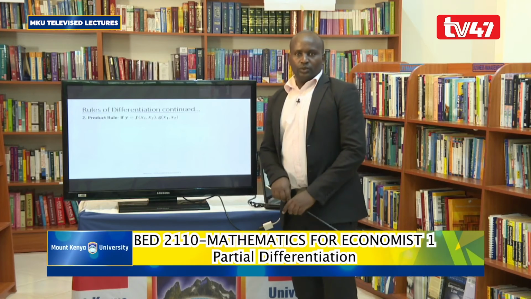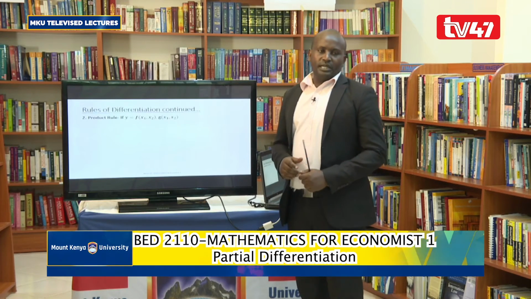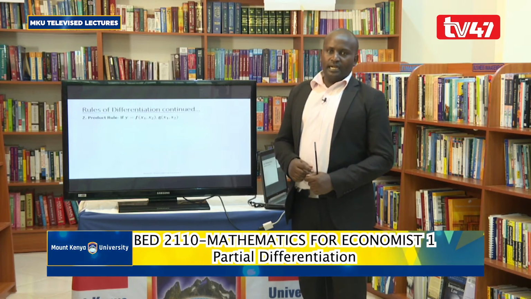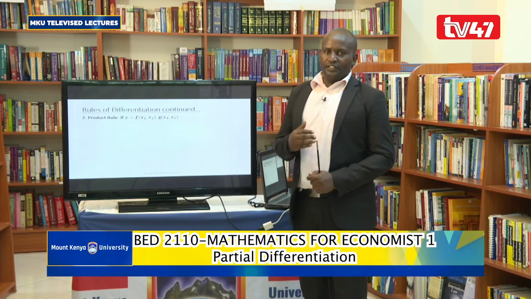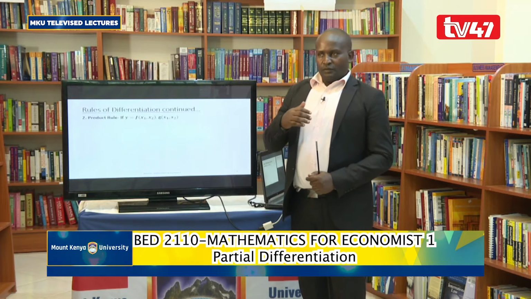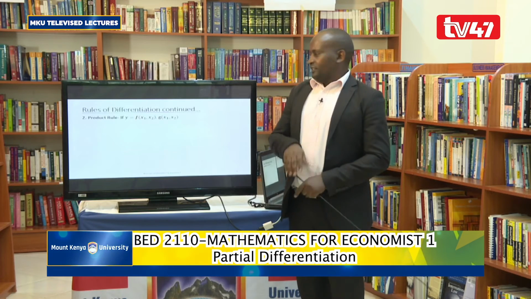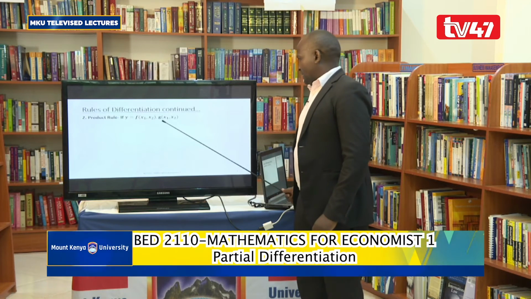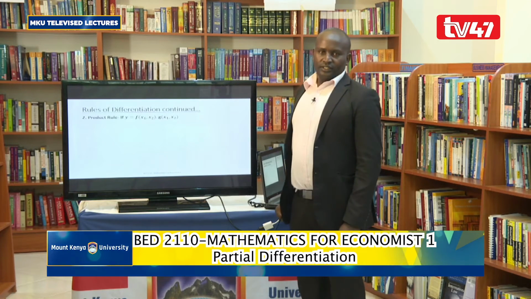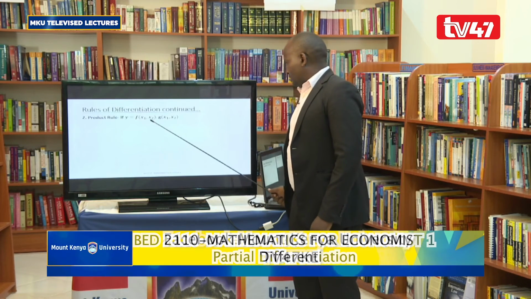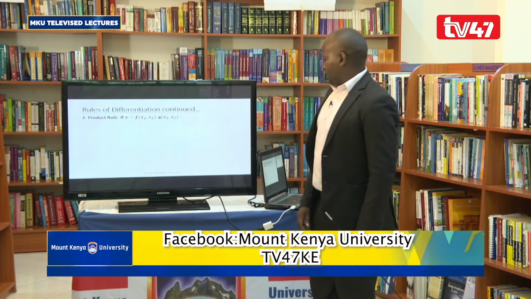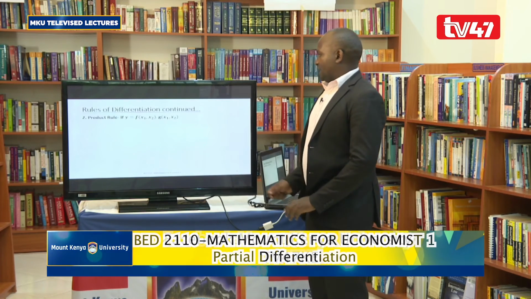Now, the product rule is a rule that we apply when we are getting the partial derivatives for functions that are multiplied. That is, function 1 in this case multiplied by the second function. How do we get a derivative for such a function? So we use the product rule.